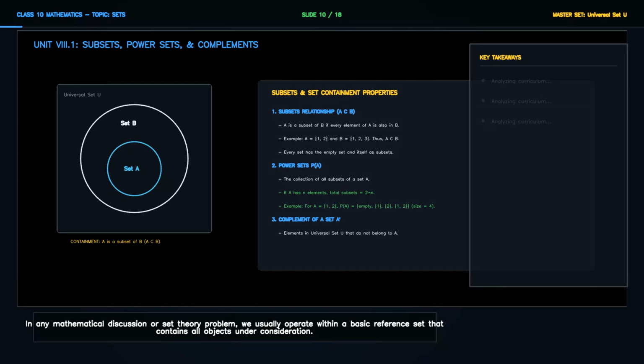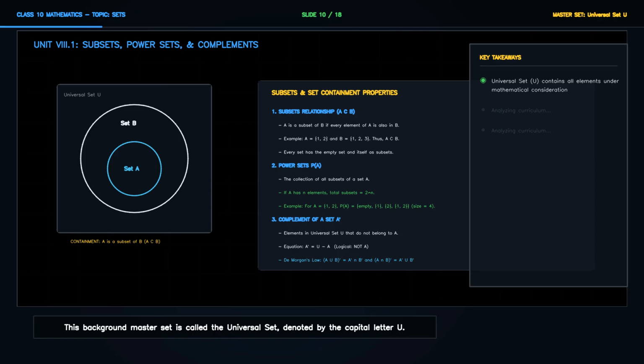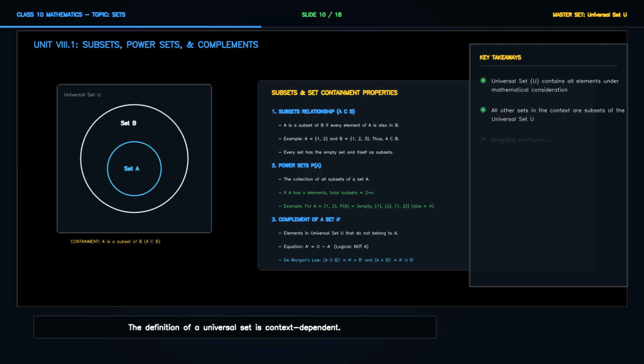In any mathematical discussion or set theory problem, we usually operate within a basic reference set that contains all objects under consideration. This background master set is called the universal set, denoted by the capital letter U. All other sets under discussion are subsets of this universal set. The definition of a universal set is context-dependent.